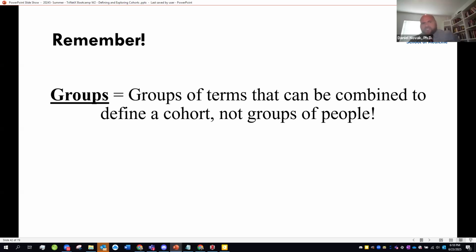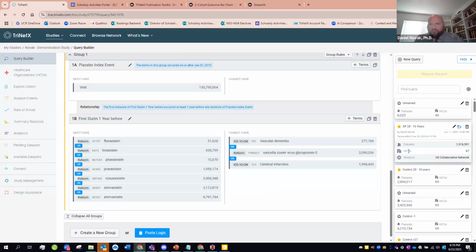So remember, as we exit this section, groups are groups of terms that can be combined to define a cohort. They are not groups of people that you can compare. If you create a cohort with a bunch of different groups, and then you try to load them into your analysis later, you'll find that you won't be able to. When you create a group, that comes out as a card like this. These are the kinds of cohorts that you can then compare in the next phase when we move into analysis.